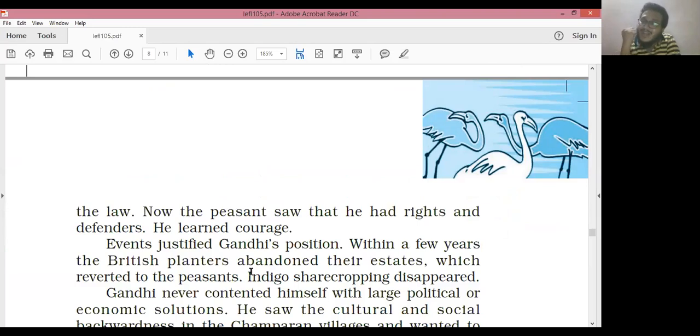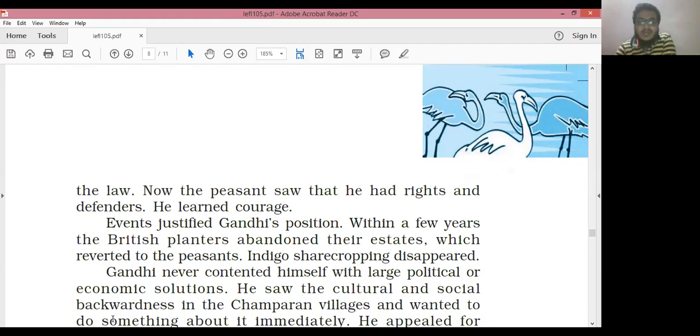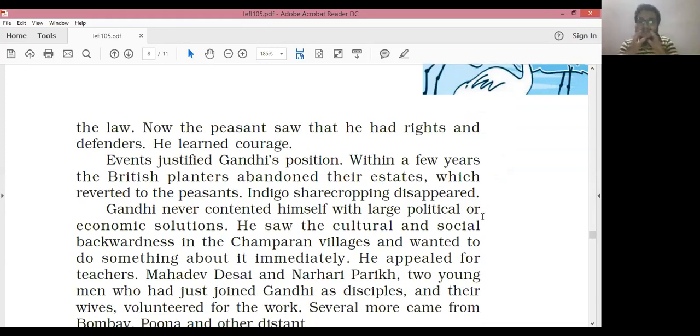And now what was Gandhi's motto? He did it. Events justified Gandhi's position. Within a few years, the British planters abandoned their estates. They gave up the estates, the land they had snatched from the Indian farmers, and made it free from those systems, which reverted to the peasants. They returned it back to the peasants, and indigo sharecropping also disappeared.